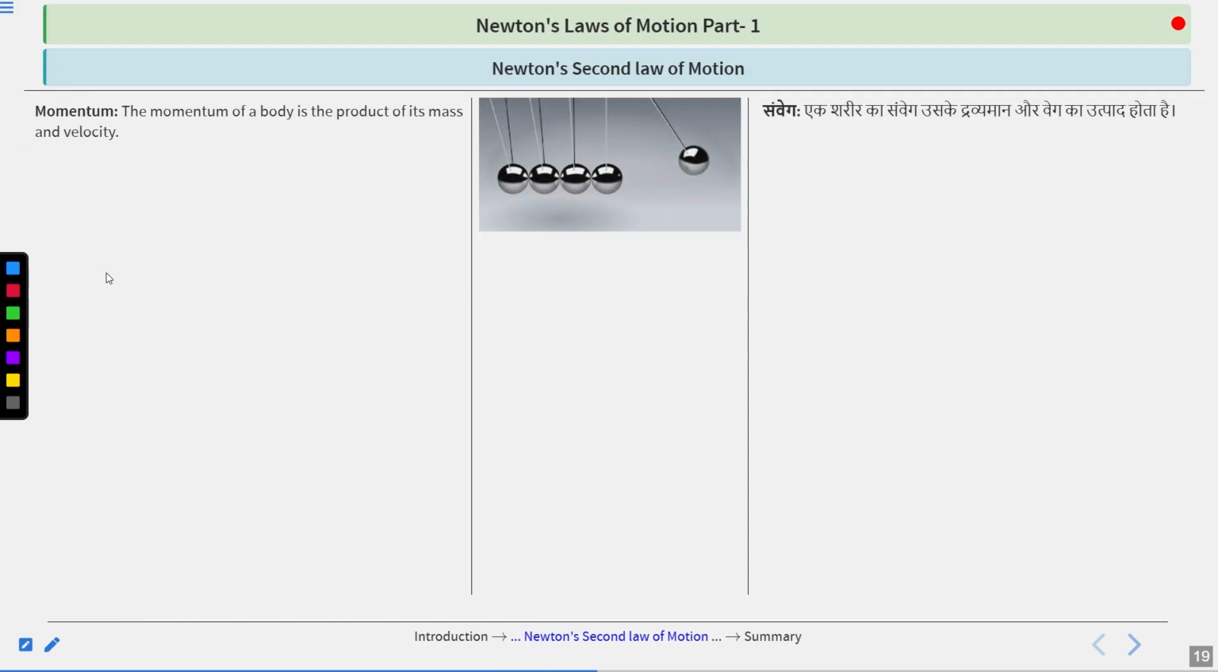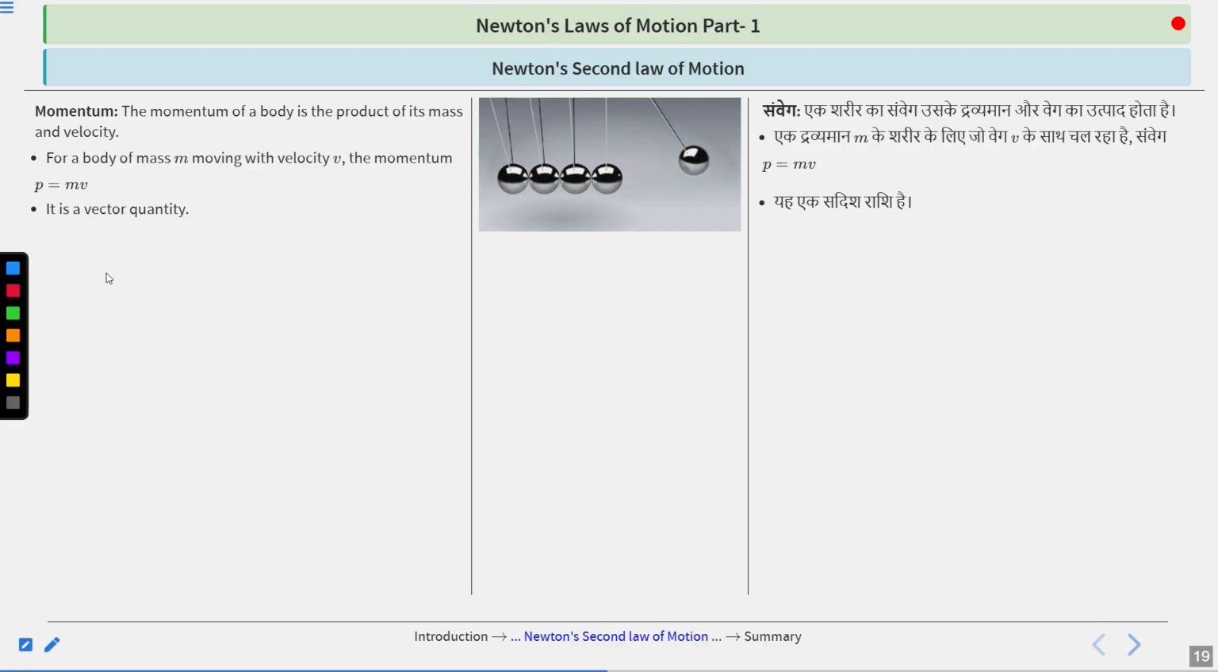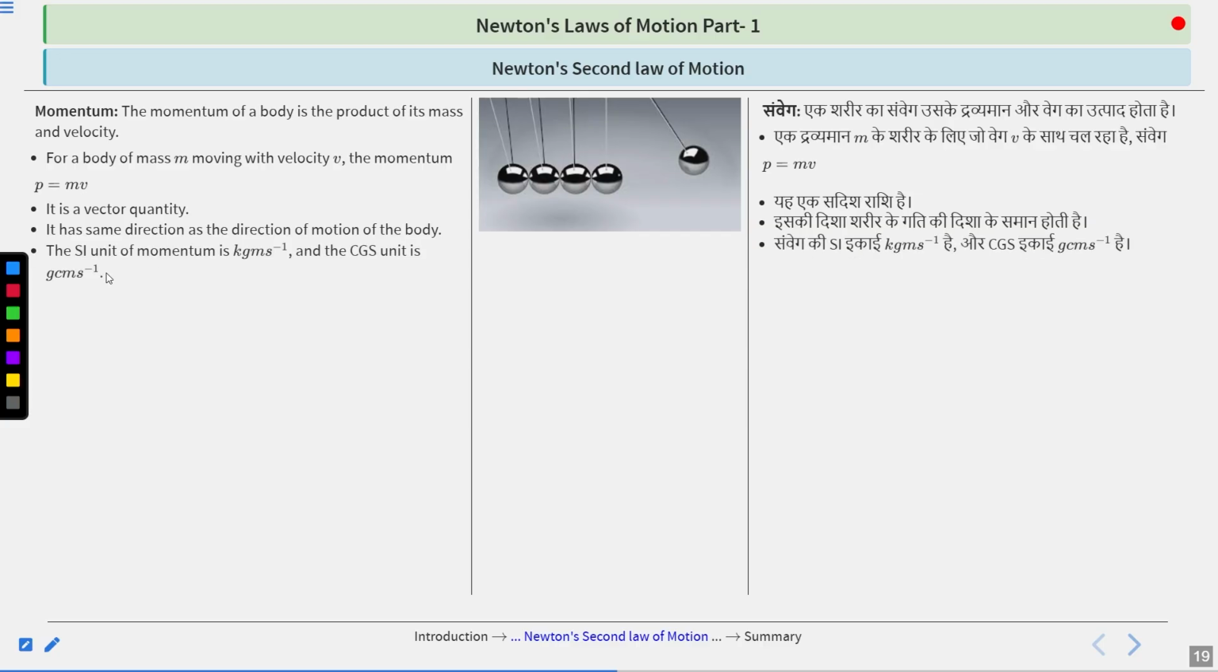Now what is momentum? The momentum of a body is the product of its mass and velocity. For a body of mass m moving with velocity v, the momentum will be m into v. It is a vector quantity because it has both magnitude and direction. It has the same direction as the direction of motion of the body. The SI unit of momentum is kg m s^-1 and the CGS unit is g cm s^-1. Rate of change of momentum is equal to the force. The greater the force, the greater the change of momentum. The lesser the force, the lesser the change of momentum would be.